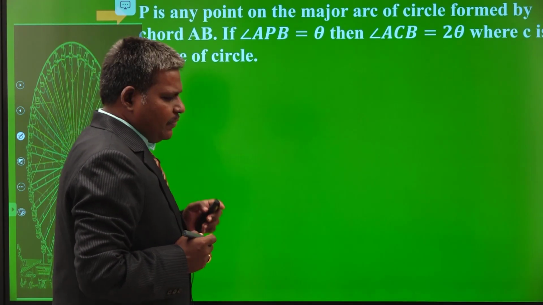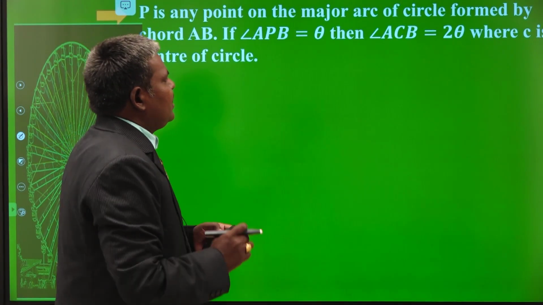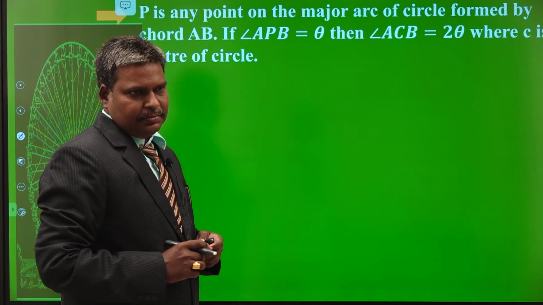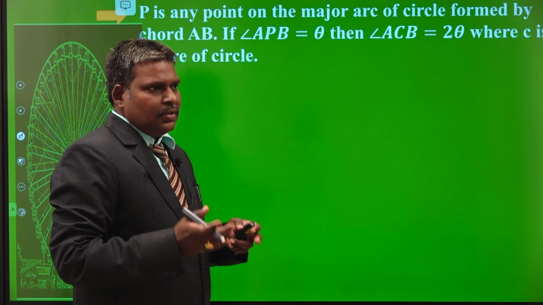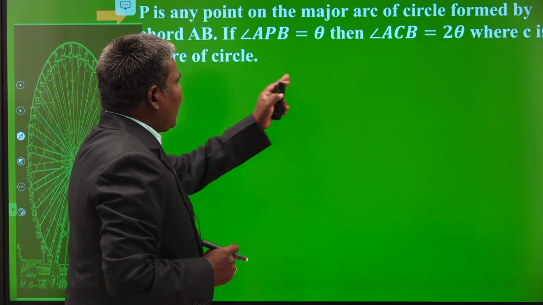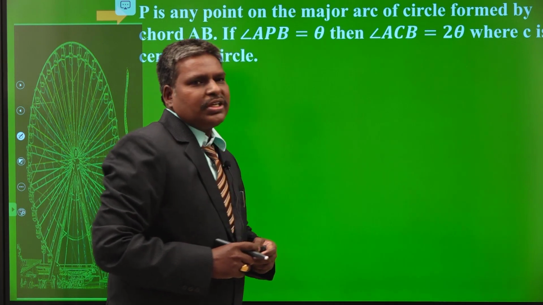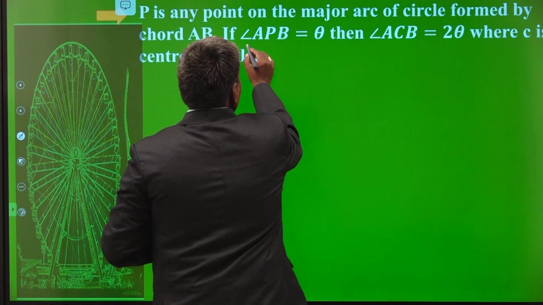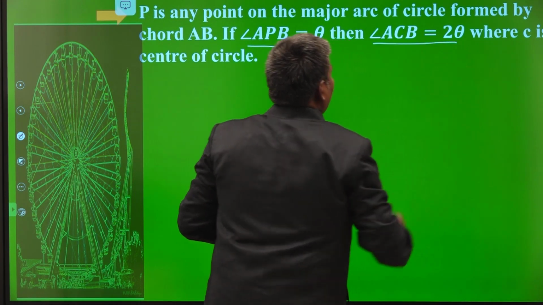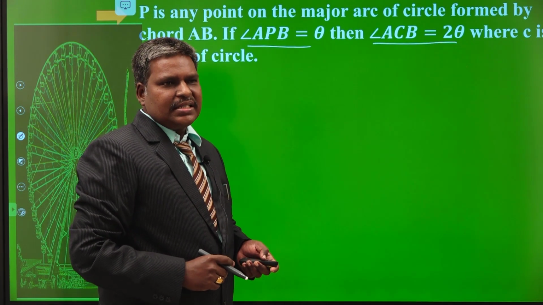Now let us see another concept. Very, very interesting concept, important concept also. P is any point on the major arc of the circle formed by the chord AB. AB is any chord of the circle that makes angle theta on the major arc. Angle APB is equal to theta and angle ACB is equal to 2 theta. You are going to prove that one. If it is theta, you are going to prove that angle ACB is equal to 2 theta. What is C here? C is the center of the circle.